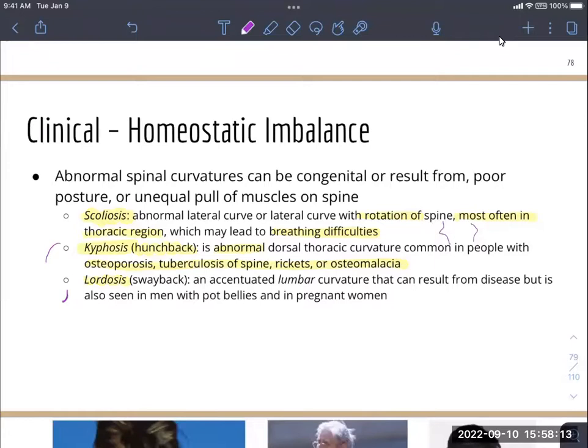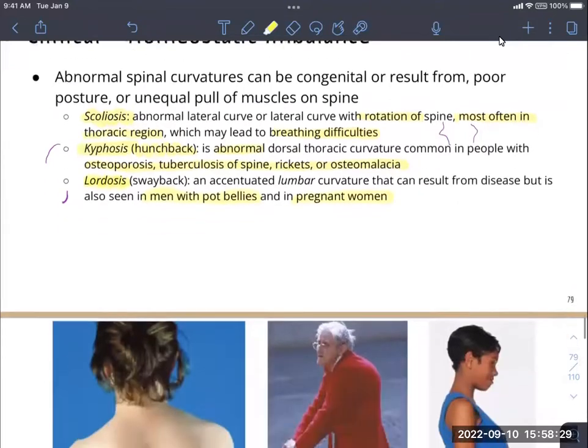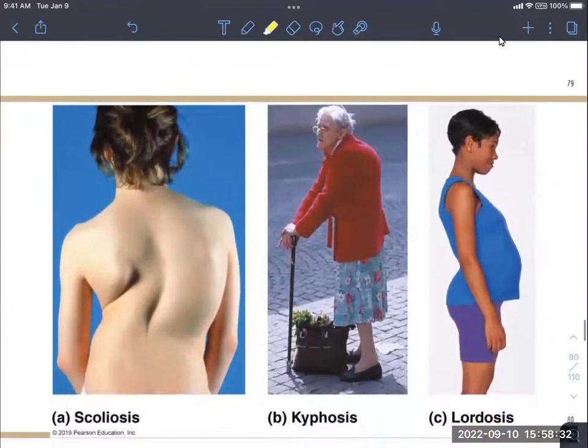But what if the curve is too big? That's when it's called a lordosis. It can result from obesity, pregnancy, men with pot bellies. They get these exaggerated curves.